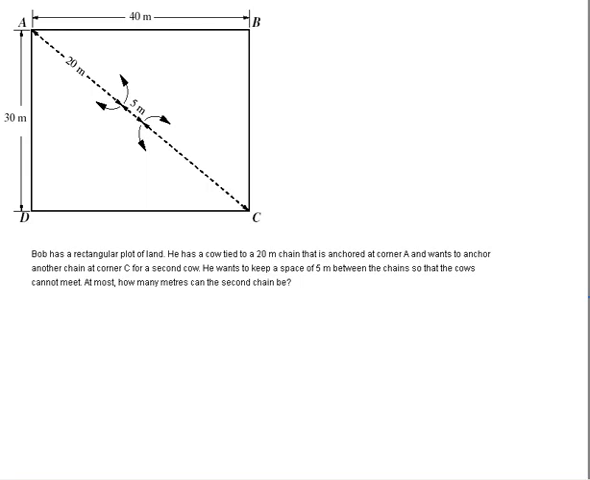Okay, so here we have a question that reads, Bob has a rectangular plot of land. He has a cow tied to a 20-meter chain that is anchored at corner A and wants to anchor another chain at corner C for a second cow. He wants to keep a space of 5 meters between the chains so that the cows cannot meet. At most, how many meters can the second chain be?